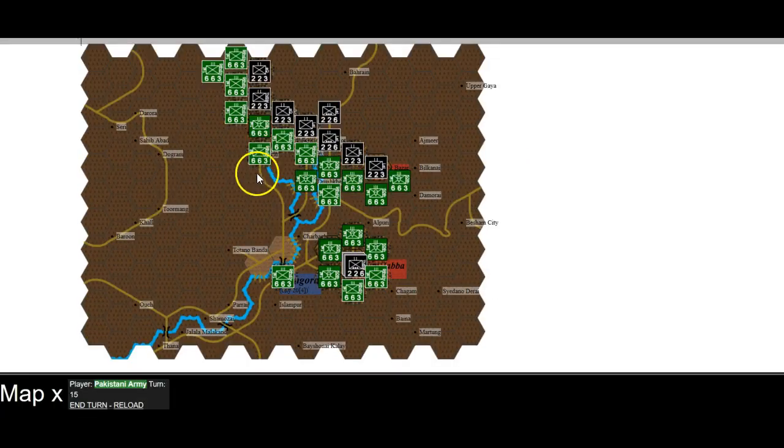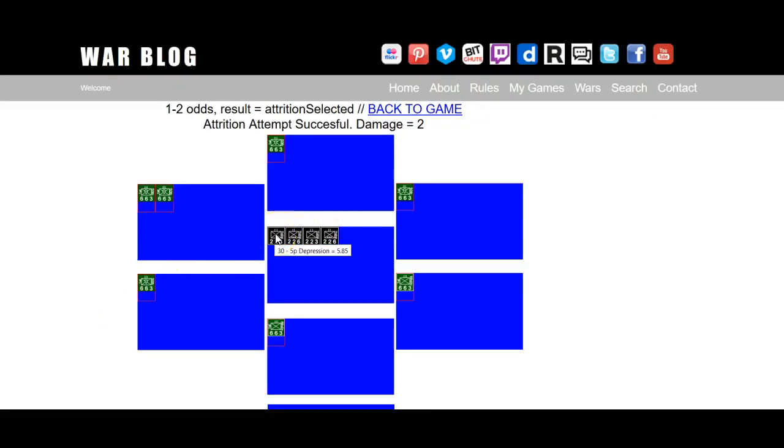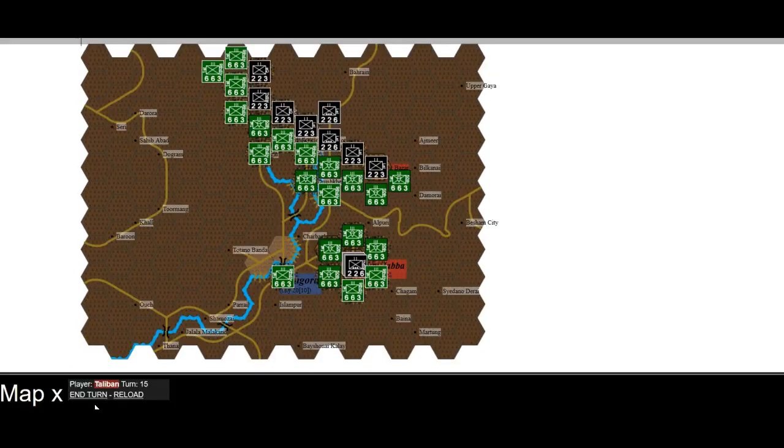Ooh, 2 damage on that. No helicopters left. Another 2 damage. They're going to have to give up that unless they want to get flanked. They're going to hold.